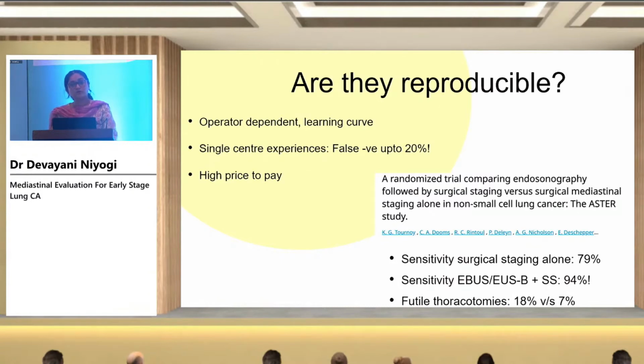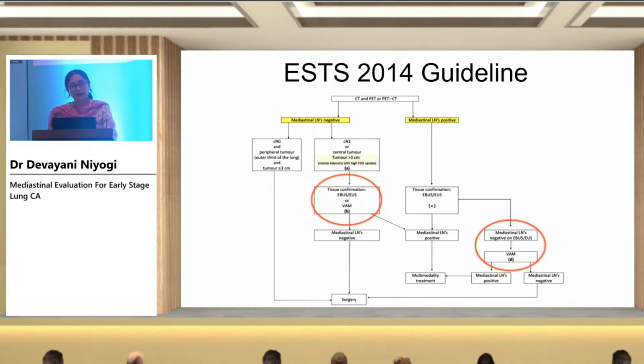And it brought down the futile thoracotomy rates from 18% to 7%. So the ASTER trial was actually the background and the basis for the ESTS to come up with their 2014 guideline, which is still the latest version. So even in 2022, we are following the 2014 guideline, which says that if your PET scan shows no mediastinal nodes, then any one of the 2 techniques is enough for you to complete your invasive mediastinal staging.